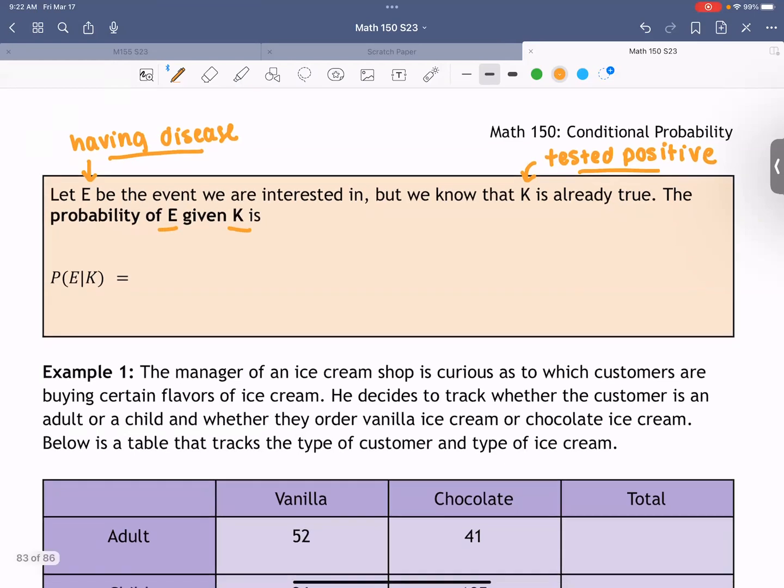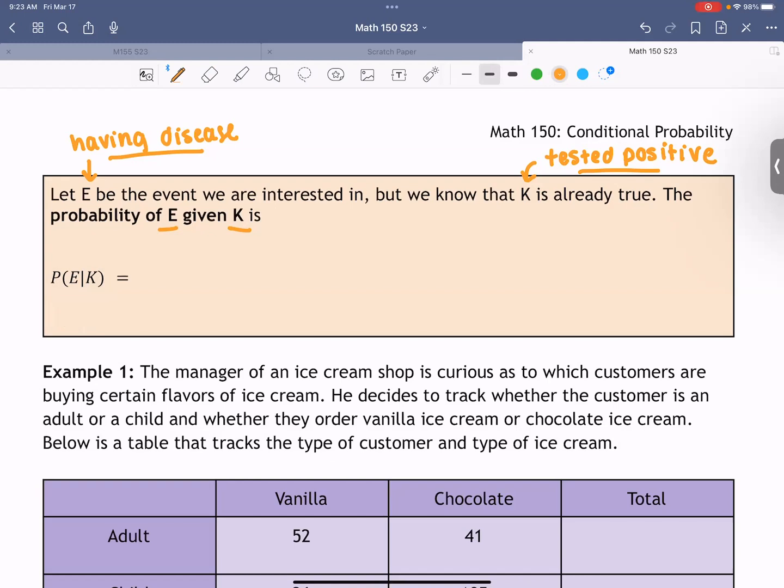We'll show that by using the same notation that we've been using for probability, but we'll put E, what we're interested in, on the left. We'll put this line in the middle, and then we'll put K on the right, the thing that we already know is true. No, it's not a division sign. It's a straight line.